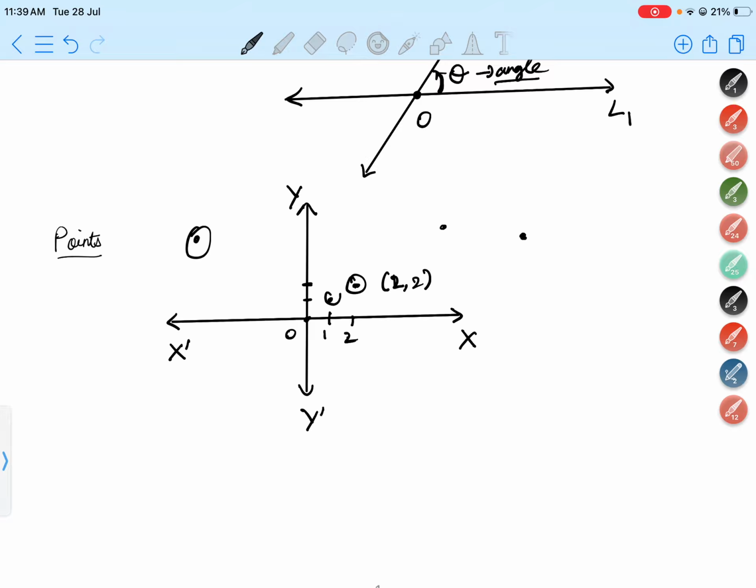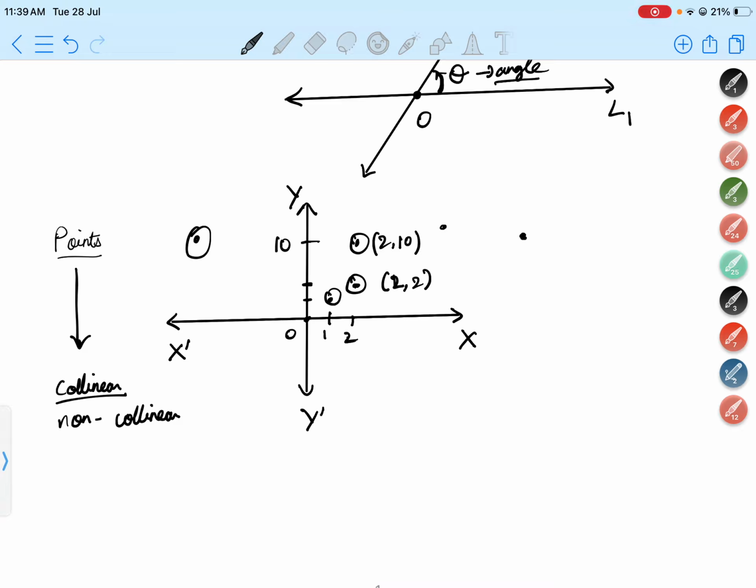Similarly, we can have here (1, 1). Let's say this is 10, then we can have here (2, 10). So these are all points. And in points, there are two types of sets of points. We have collinear and non-collinear.